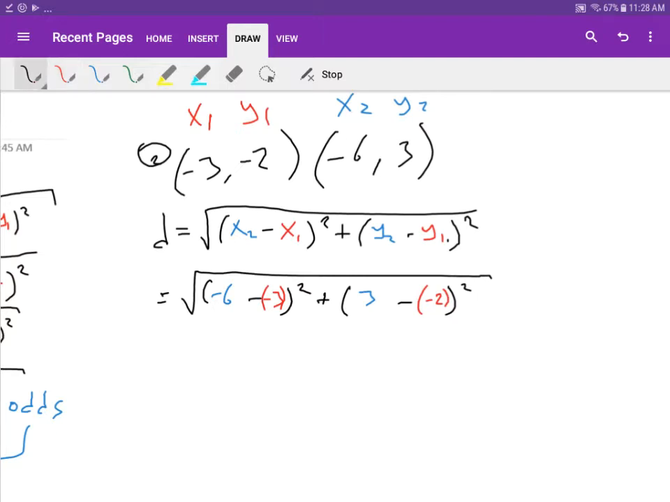So here's one of the key things that messed up a lot of people today. I'm going to go and do the next step. Negative, negative make a positive. So this is -6 plus 3. -6 plus 3 is -3. Then you have positive 3. Negative, negative make a positive. So this is going to be 3 plus 2. So here you have 5 squared.